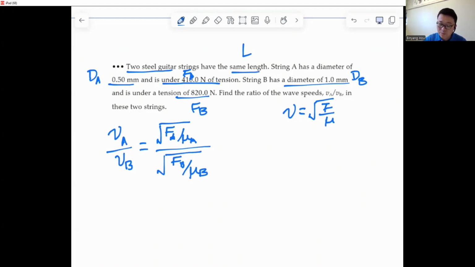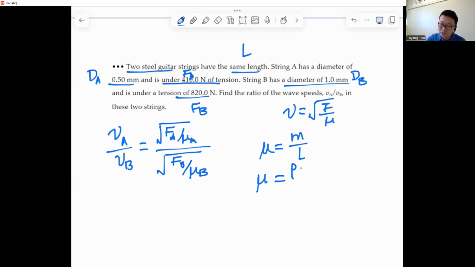Let's take a look at mu A and mu B. Mu is mass divided by L. So the two have the same length, so L is the same. Then for mu A, the mass should be the density of the string, the volume density, times the volume.